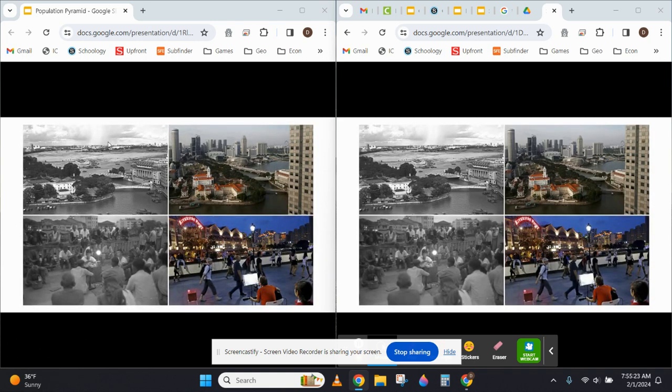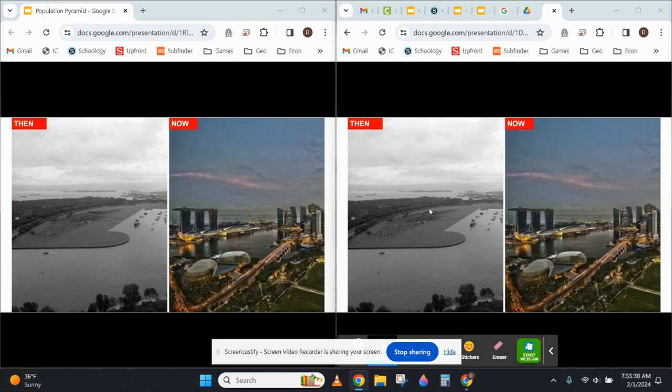Here's some pictures of Singapore in the 70s versus the 2020s. You can see some dramatic changes in their city and how quickly they developed. Went from a small fishing port to this major economic city.